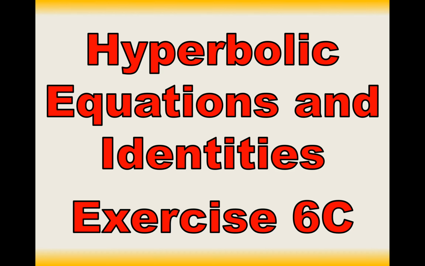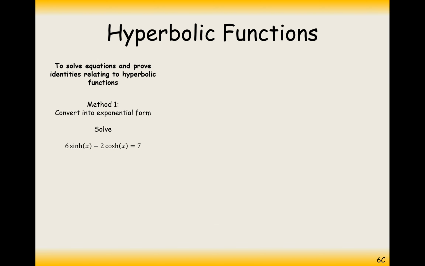Here we're looking at hyperbolic equations and identities so we can answer questions from exercise 6c. So let's get started then. So method 1 of solving a hyperbolic equation is to just convert it into exponential forms. Let's see that in this question here.